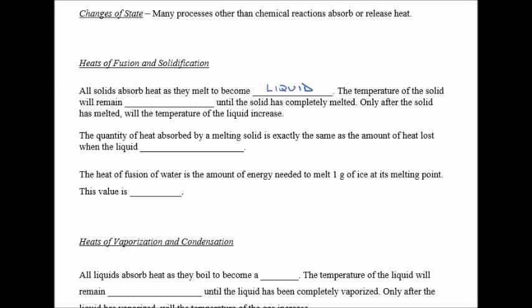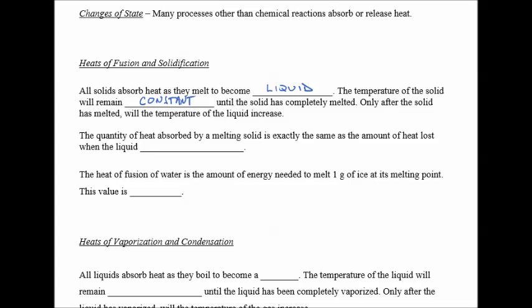The temperature of the solid will remain constant until the solid has completely melted. So on a heating curve, which we will look at in lab this week, this will be the lower flat part of the curve. Only after the solid is melted will the temperature of the liquid increase. So during the process of melting, which we're going to call fusion, there is no temperature change.